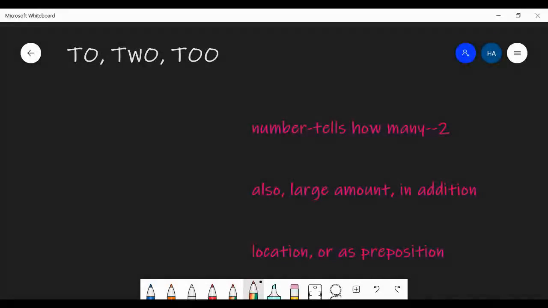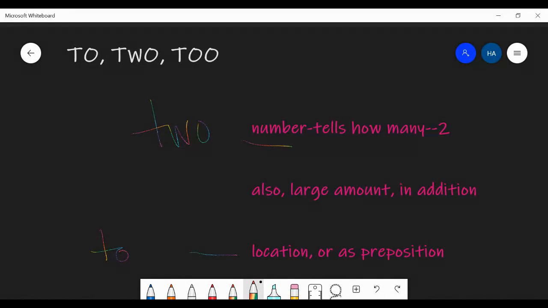So again, T-W-O is the number between 1 and 3, and it tells how many. The bottom one, location, or as a preposition, is T-O. So this one is like, I am going to the store.